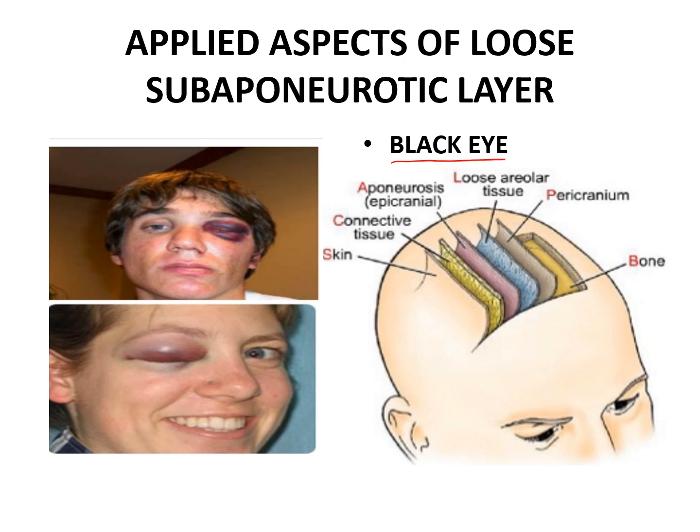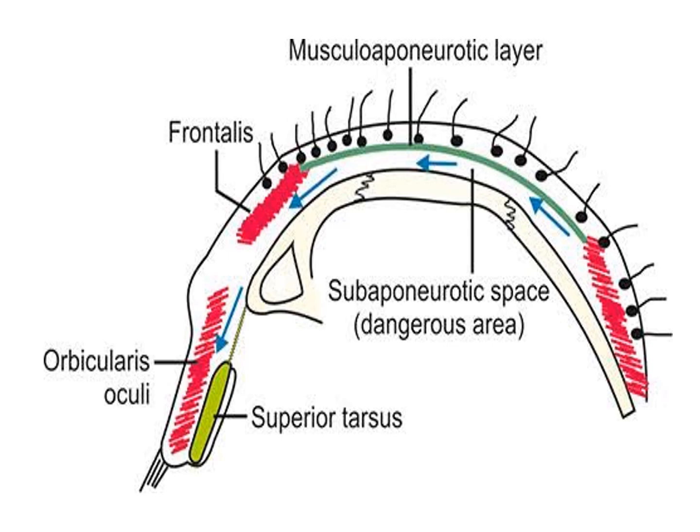As we already discussed, the subaponeurotic space is a space in between the epicranial aponeurosis and the pericranium. So we will see what happens. This is the subaponeurotic space here, beneath the epicranial aponeurosis with the frontalis and the occipitalis, and this is the pericranium, which is the fifth layer of the scalp. So this is the potential space here, which is called the subaponeurotic space.